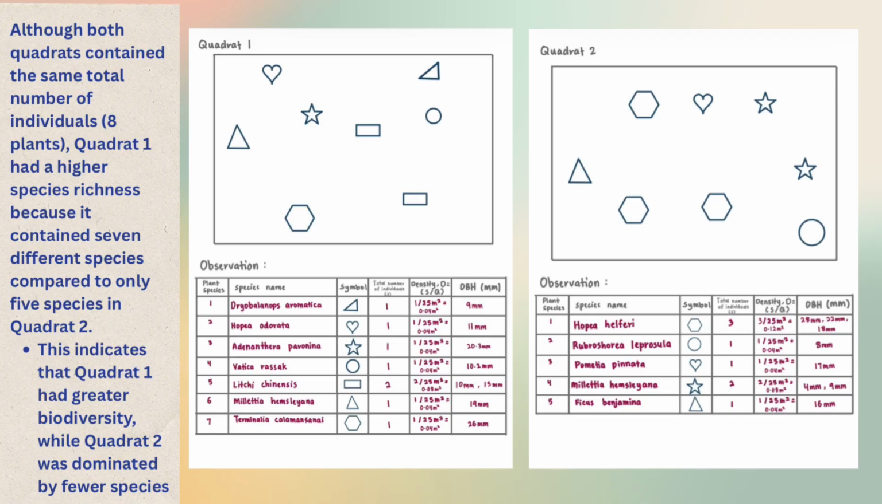The results show that Quadrat 1 contained more plant species than Quadrat 2. However, both quadrats recorded the same total number of individuals. This indicates that species richness was higher in Quadrat 1, while Quadrat 2 had more individuals belonging to fewer species.